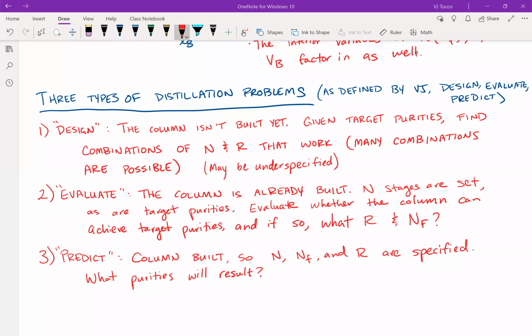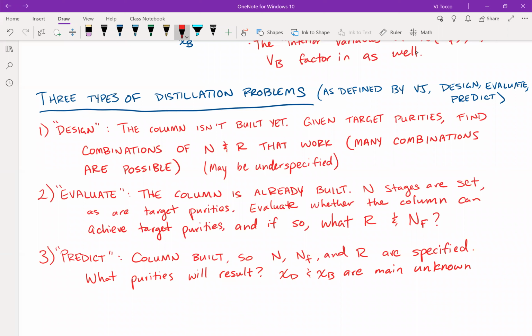The third type of problem is the predict type problem. This is where you have the column built already, so your number of stages, your feed stage, and your reflux ratio are all specified. And the question here is what purities will result. So the unknowns here are x_D and x_B, our main unknowns. This is the only type of problem in which you don't have a specific target purity in mind.